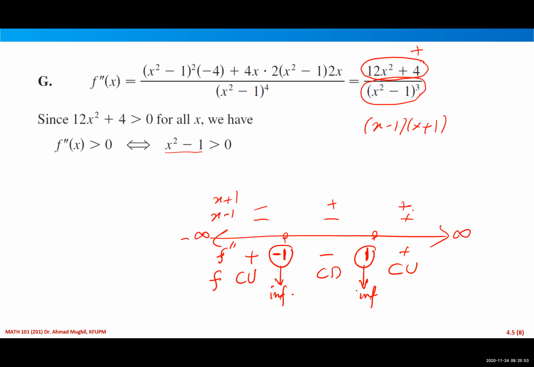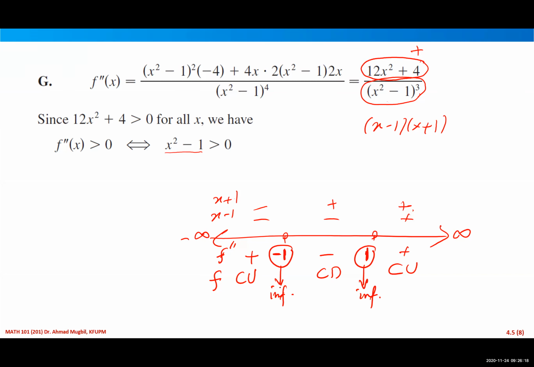Is it an inflection point? No. Who said no? Muhammad Sahli? Yes, why, Muhammad? Not continuous. What do you mean by not continuous? It's a horizontal asymptote, a vertical asymptote. They are not in the domain. Also, inflection points are points in the domain. You are right, Muhammad. Thank you.